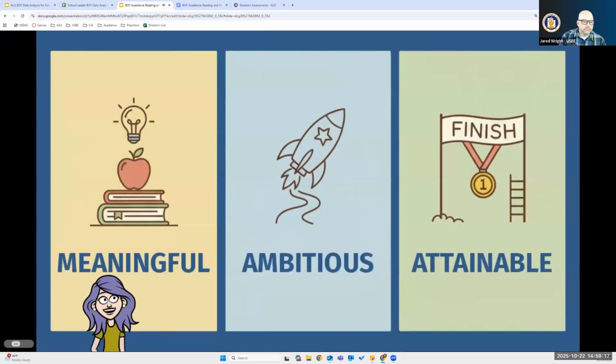With a clear understanding of the color system, we can now discuss what constitutes a well-crafted goal. It's not just a random number. It has to be meaningful, ambitious, and attainable. Think of it this way.